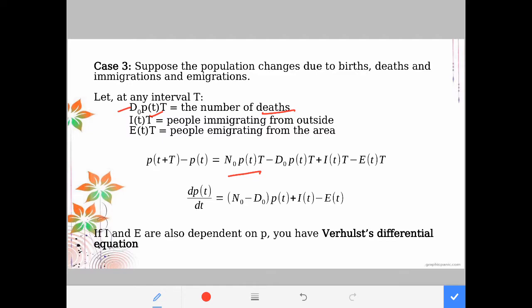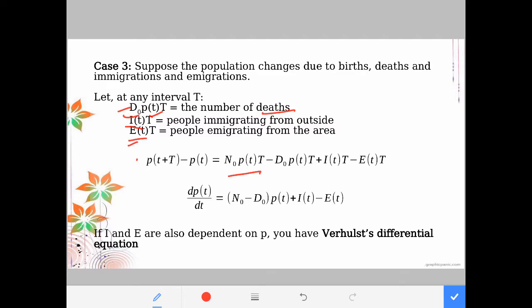And then you have the people immigrating from outside. This is I as a function of T. Now, the difference here is that D0 is a constant, but I is a variable. It's a function of time T. And the same goes for emigration. The number of people emigrating varies over time, so you have another function, E, as a function of T.